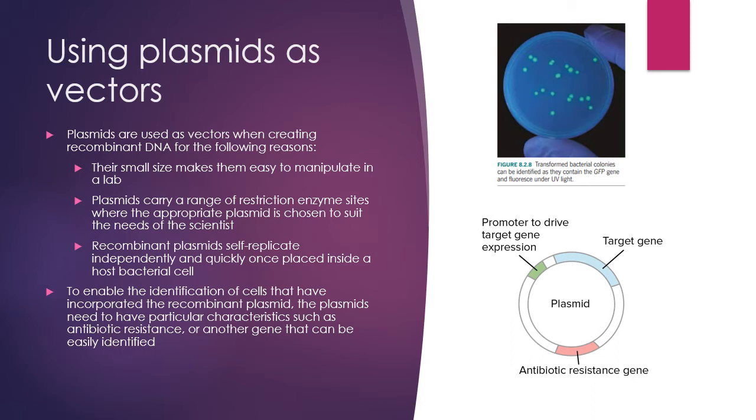Another one that they might use is GFP up there at the top, and that would make it fluoresce under UV light so that they can identify which colonies are containing the target gene.